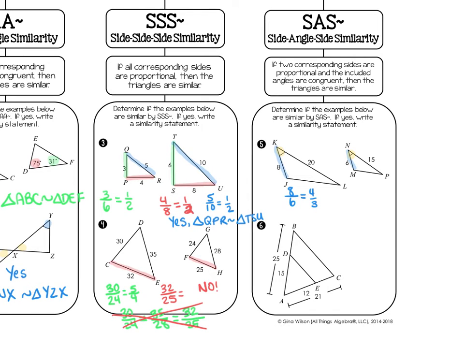Let's keep going. The next side is 20 units and the corresponding side is 15 units. So we'll compare that ratio, 20 over 15, is also equal to 4/3. And so because these two ratios are the same, I can write the statement that yes, they are similar, and triangle JKN is similar to triangle MNP.